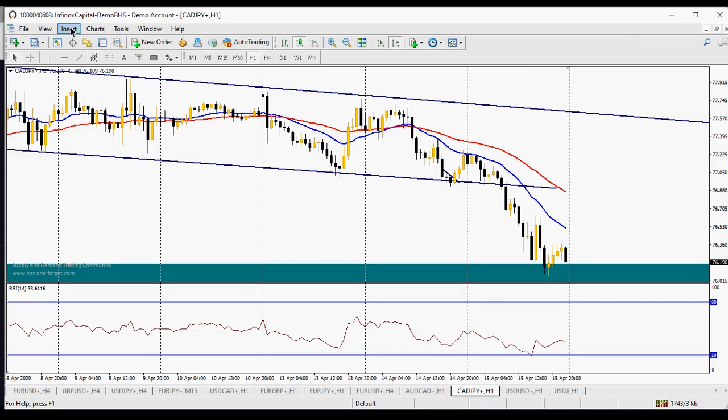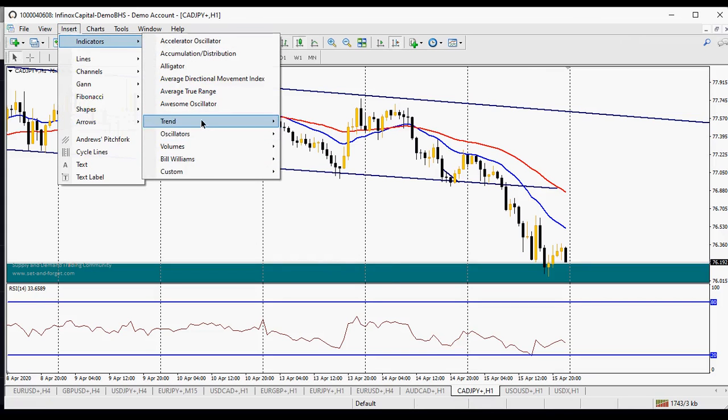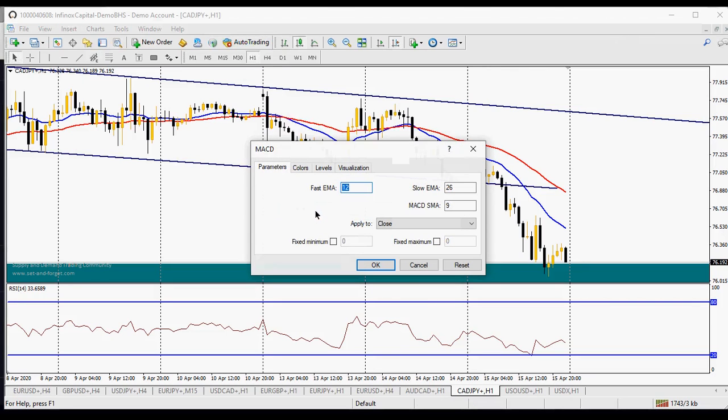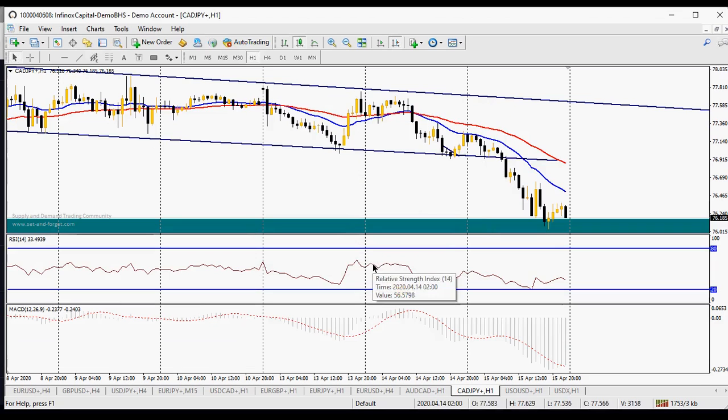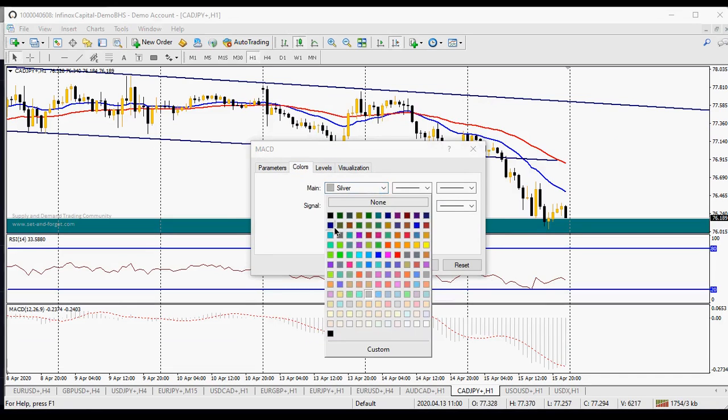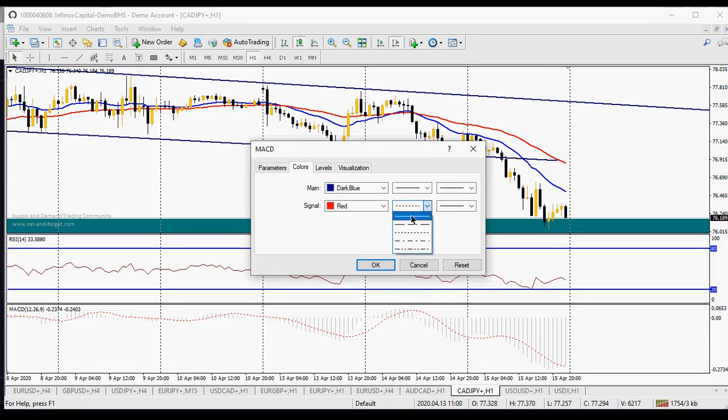So let's look at MACD. MACD simply means moving average convergence divergence. Moving average convergence divergence, okay? And this is how it looks. You can change the color to what you want it to look like.